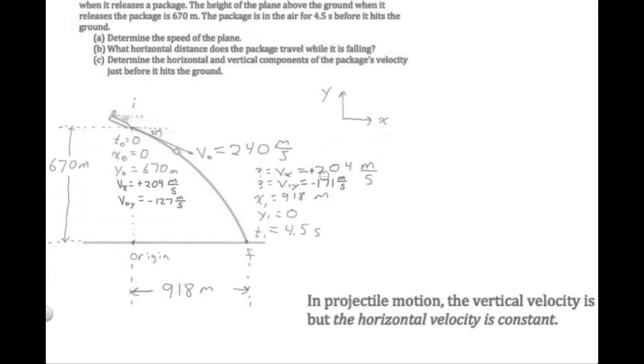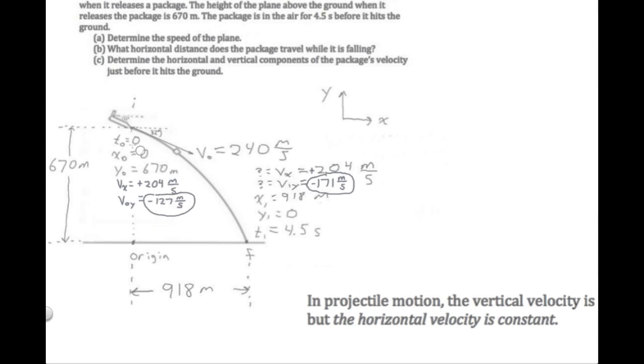Now, what should we compare this answer to? I think it should be pretty clear that we should compare this number with this number to ask whether the size makes sense. And the key thing to notice is that the magnitude of the vertical velocity at time 1 is greater than the magnitude of the vertical velocity at time 0. Another way to put that is that the vertical speed at time 1 is greater than the vertical speed at time 0. Does that make sense?